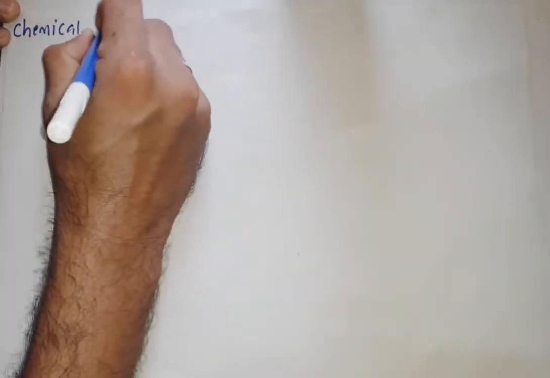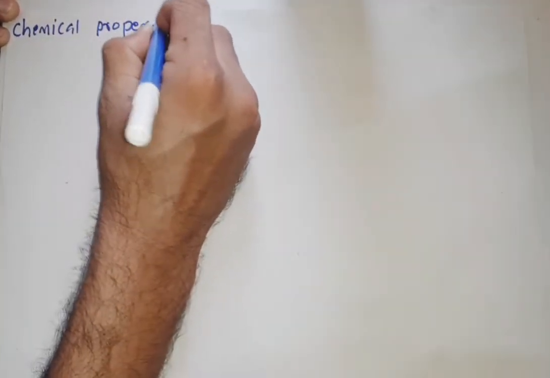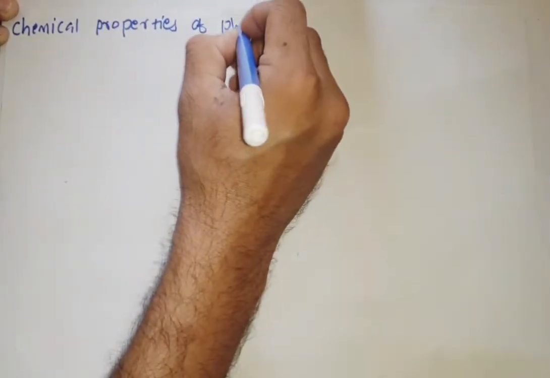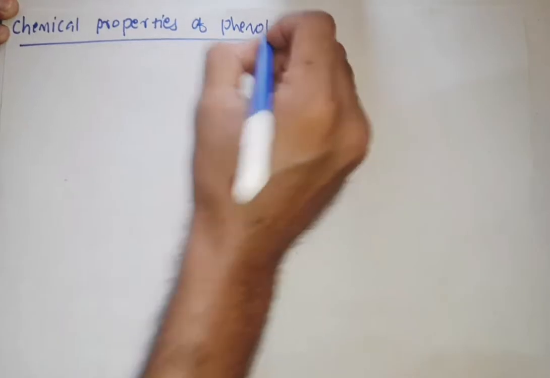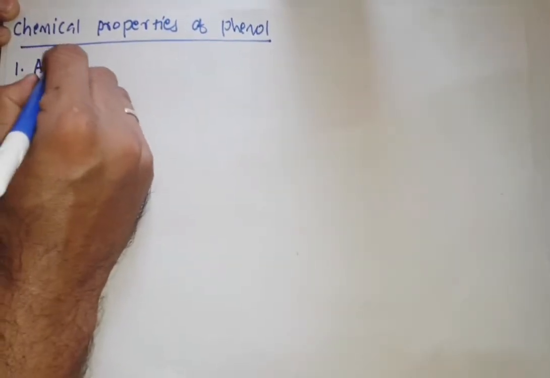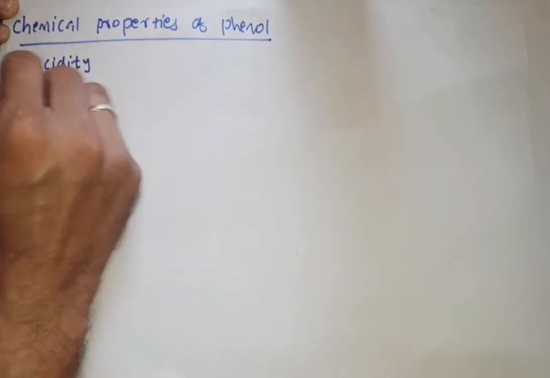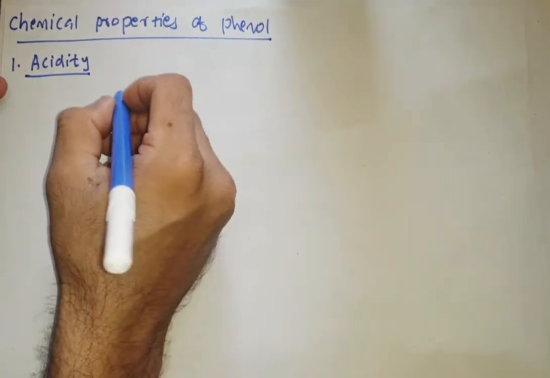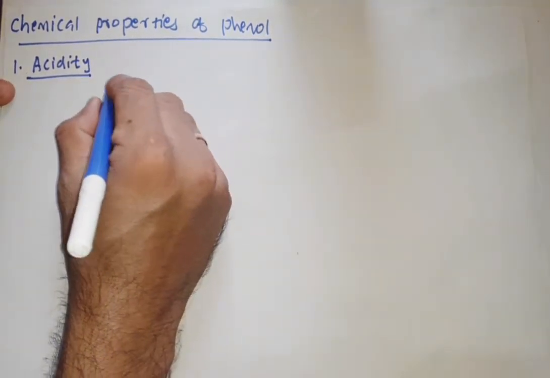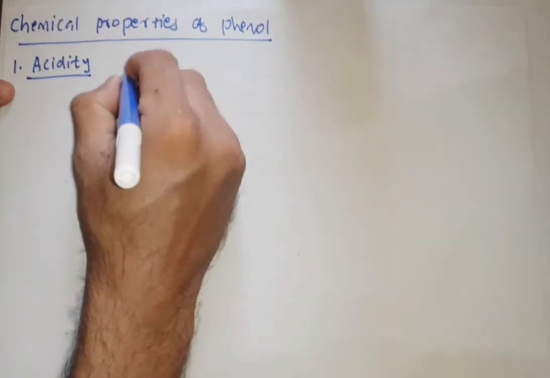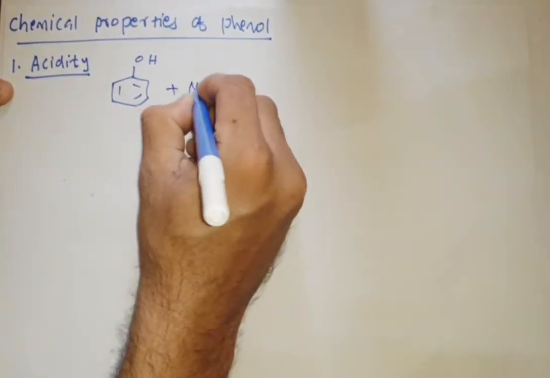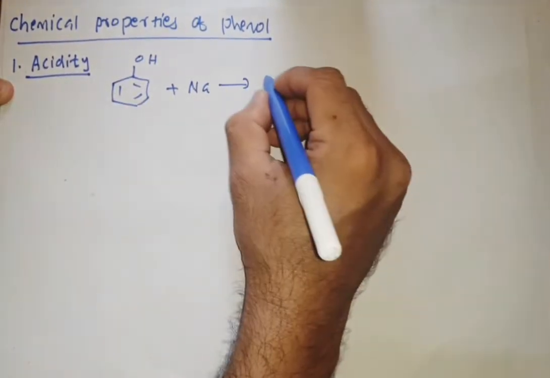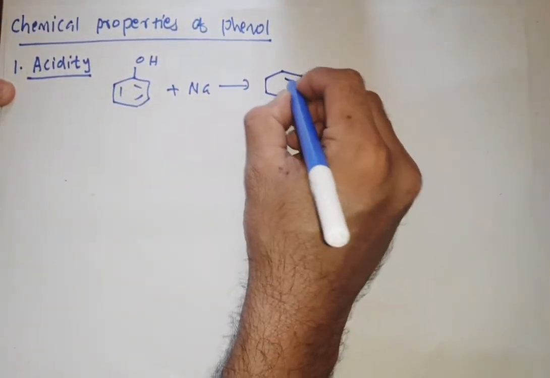Chemical properties of phenol. First one, acidity. Phenols are fairly acidic and they can react with alkali metals such as sodium to form salt, sodium phenoxide.